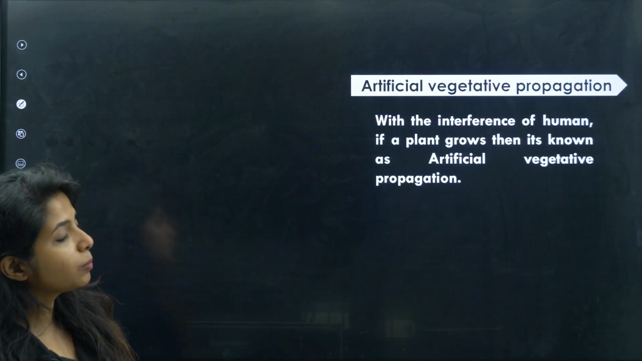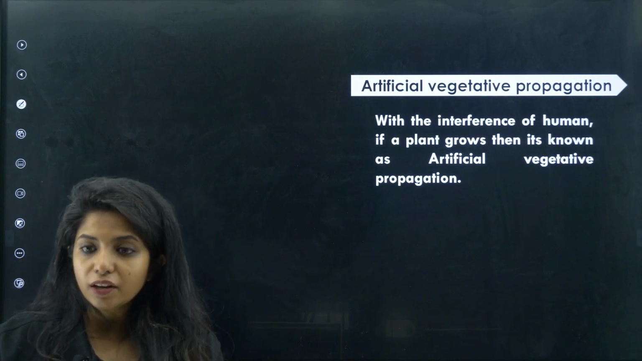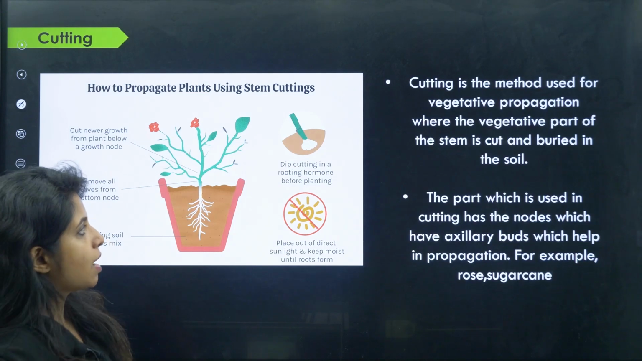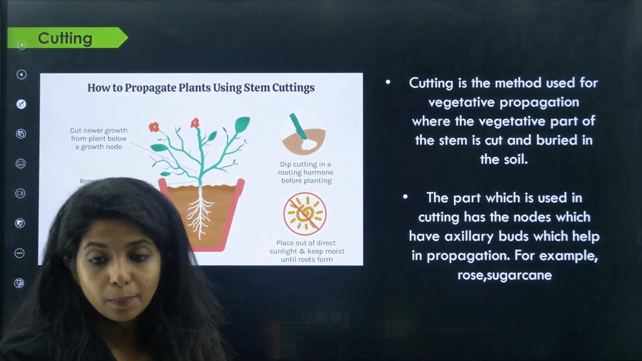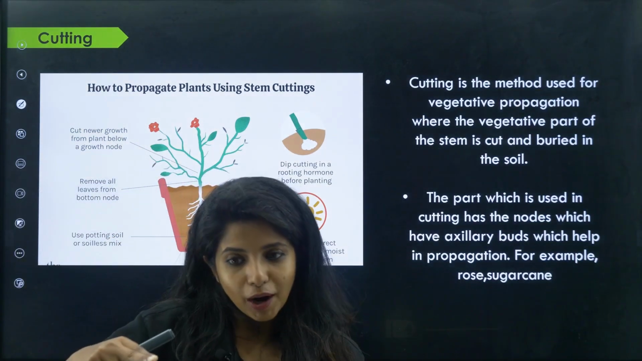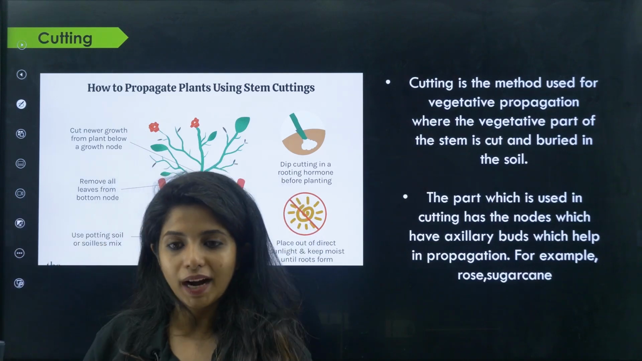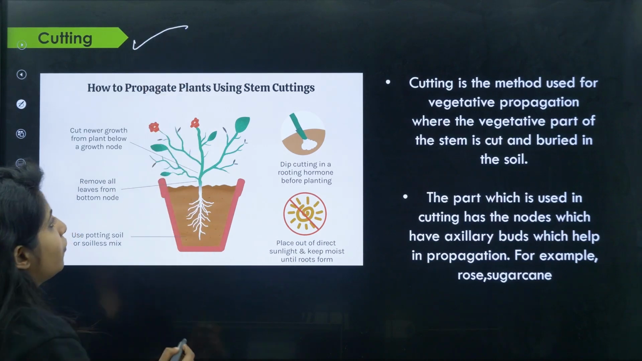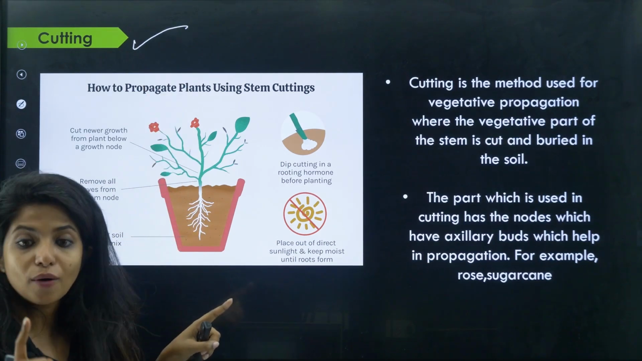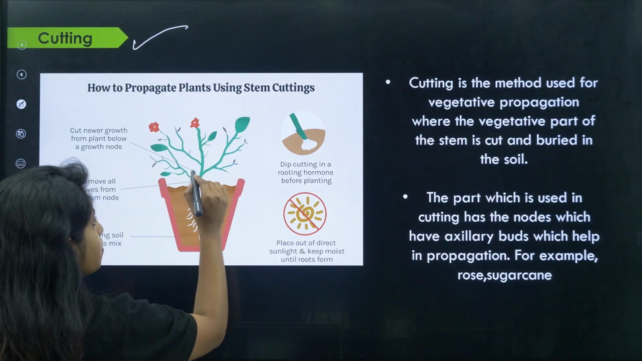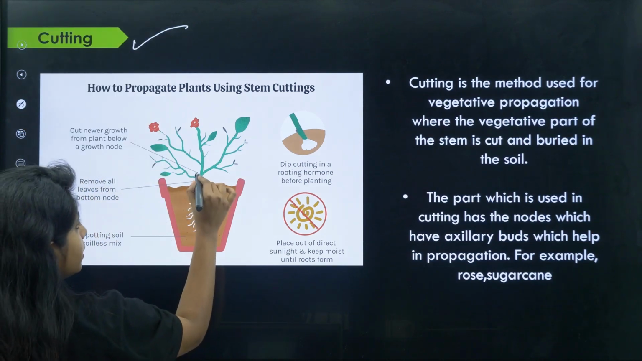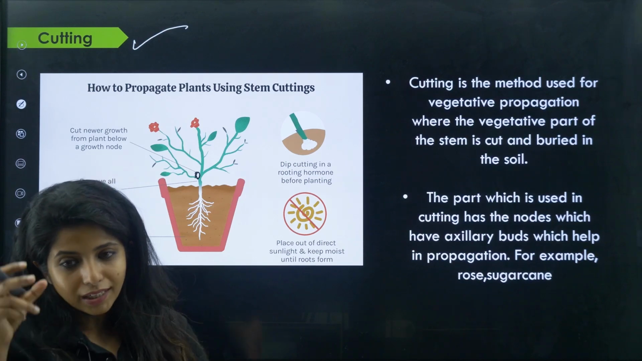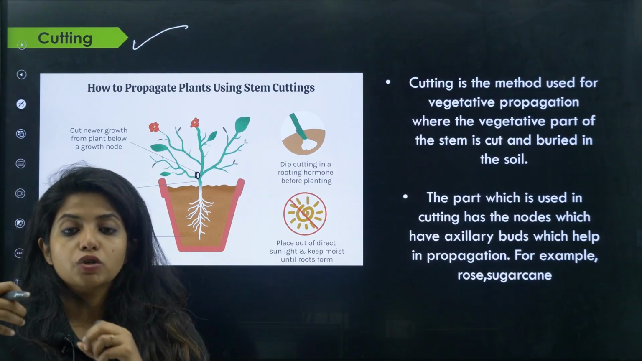Now, artificial vegetative propagation is when, with the interference of human beings, a plant grows; then it is known as artificial vegetative propagation. Let's see the example. Basically, rose and all, you might have seen people from one rose plant cut a part of it and grow another rose plant. How are they able to do that? With the help of cutting. Cutting is a procedure where you cut a portion of the plant which has some bud, such that it can give rise to a whole new plant. Without a bud, it becomes difficult. You need a part that has the cells that could give rise to a whole new plant.